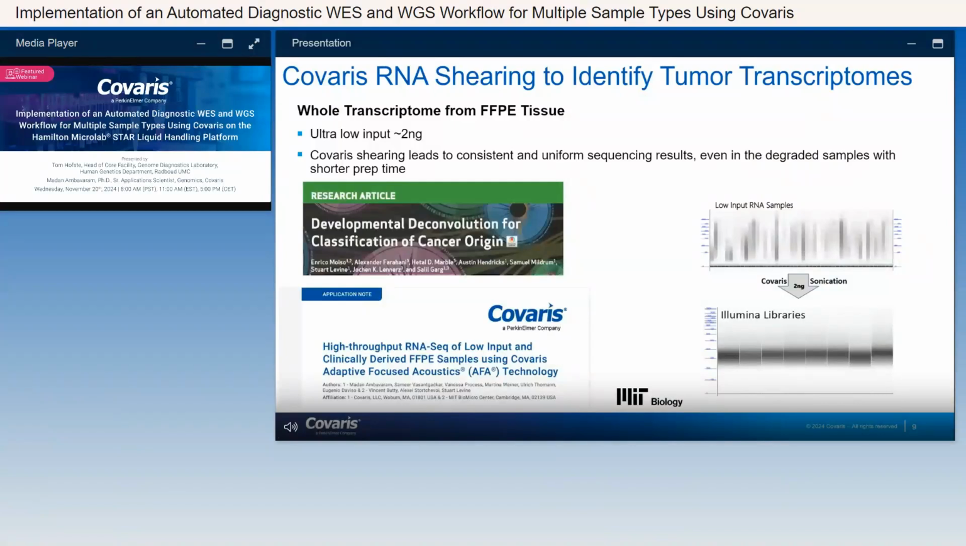This work by MIT researchers, aiming to explore the developmental origin of patient tumors, was published in a peer-reviewed journal. Also, recently we collaborated with MIT Biology, Dr. Stuart Levin's group, to publish a technical note which further optimizes AFA-based RNA shearing for high-throughput RNA sequencing workflows.